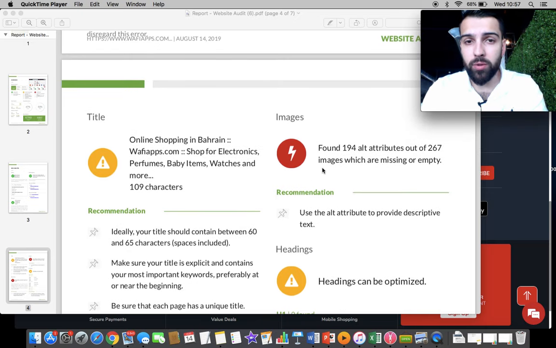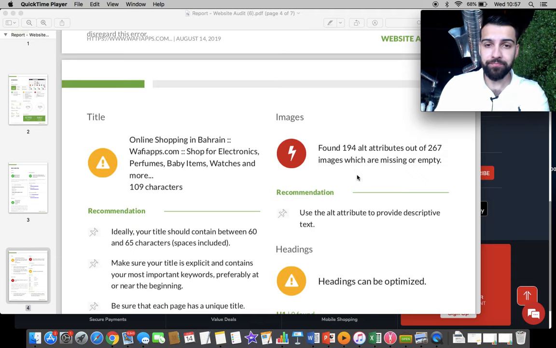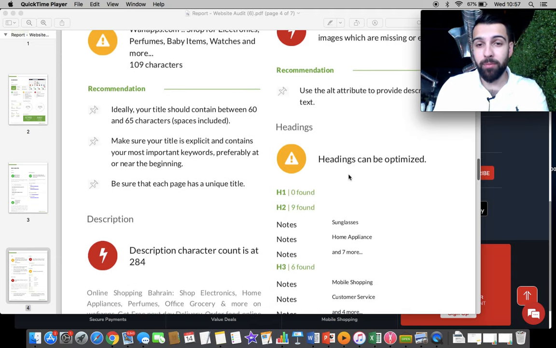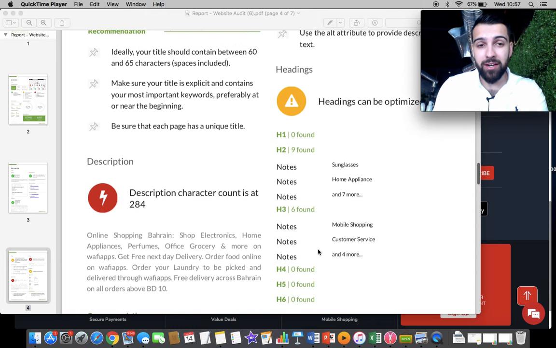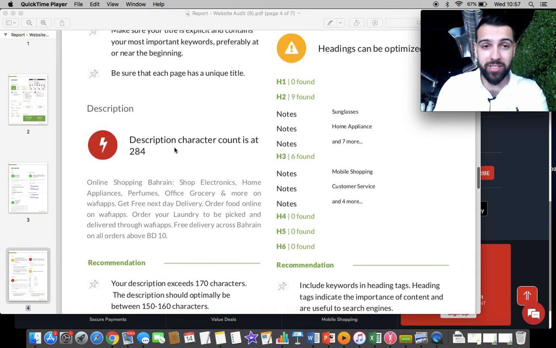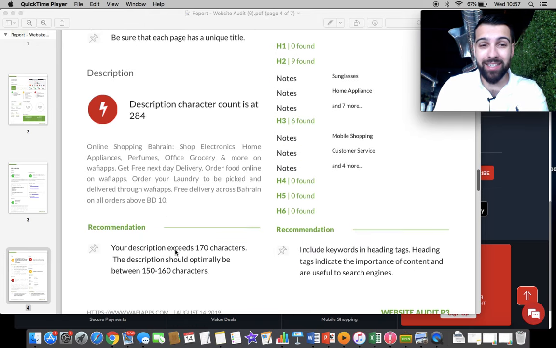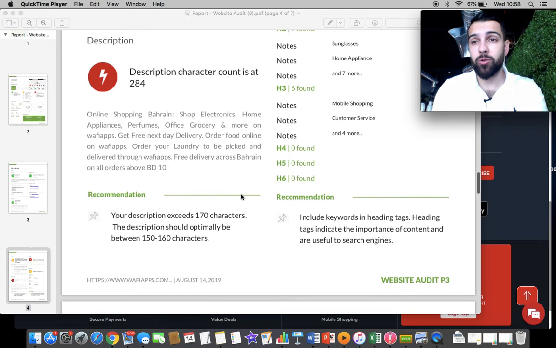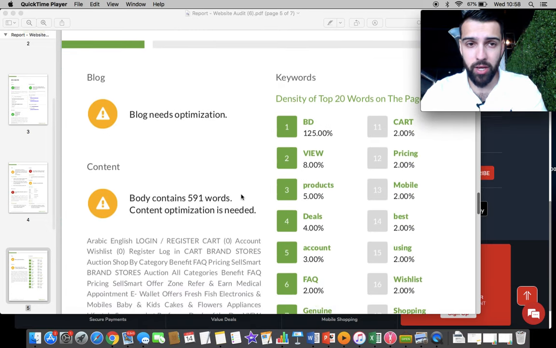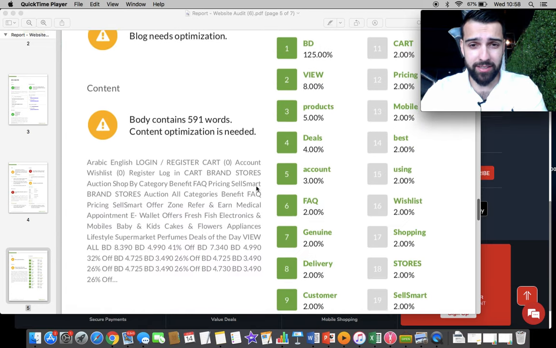Now once again, your alt attributes: you've got 194 out of 267 images which are missing or empty, and those are critical for your Google SEO. Your headings can be optimised as well. As you can see here, there are some issues with your headings, and your description count is 284. Ideally it should be between 150 and 160, that's what you're looking for. This is quite technical, so you can once again pass it on to us or get someone to do this for you. Once again, your blog is optimised and your content.